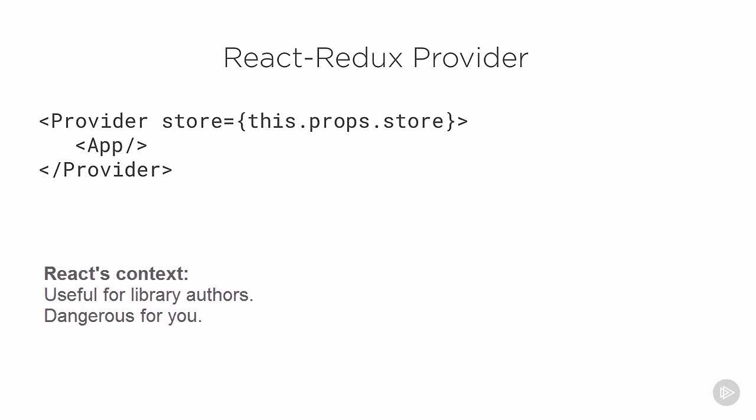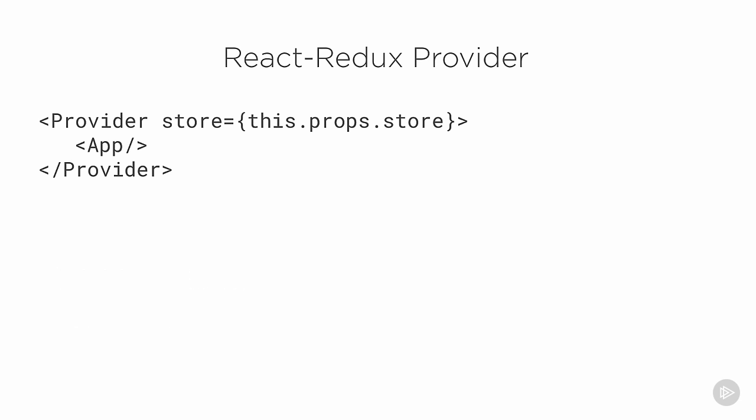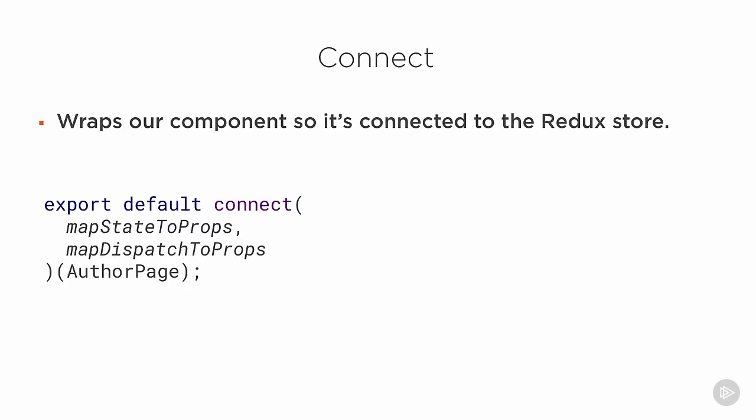Now let's discuss the second piece of React Redux, which is the connect function. This function wraps a component so it's connected to the Redux store. With this function, we can declare what parts of the store we'd like attached to our component as props, and we declare what actions we want to expose on props as well.